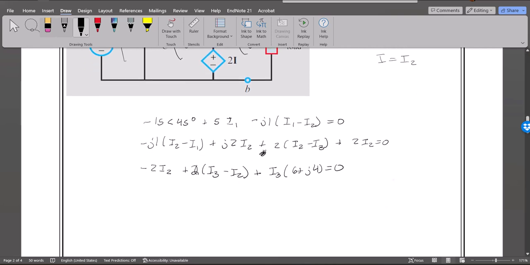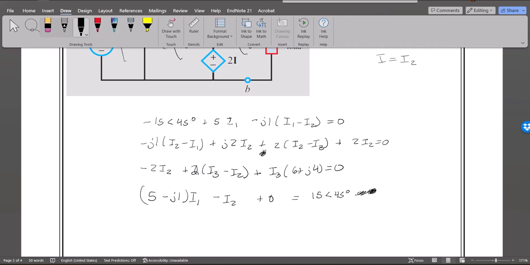Alright, so now I will have 5 minus J1 times I1, minus I2, plus 0, equals 15 angle 45 degrees, which is, I won't figure that out right now.